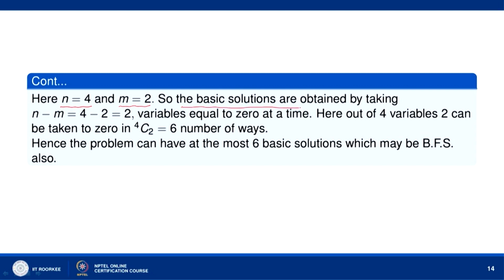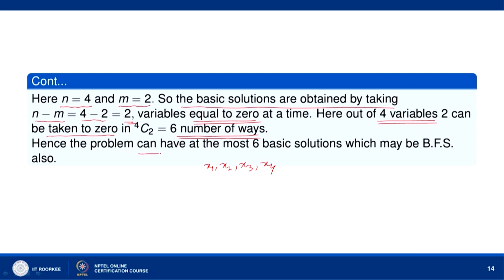So, the basic solutions are obtained by taking n minus m, that is 4 minus 2 equal to 2 variables equal to 0. We can take 2 variables equal to 0 at a time, and therefore, out of 4 variables, 2 can be taken to be equal to 0. So, we have 6 such possibilities. We have x 1, x 2, x 3, x 4, any 2 of them can be taken equal to 0. So, the total number of cases will be 6. In 6 ways we can take 2 of the 4 variables to be equal to 0.